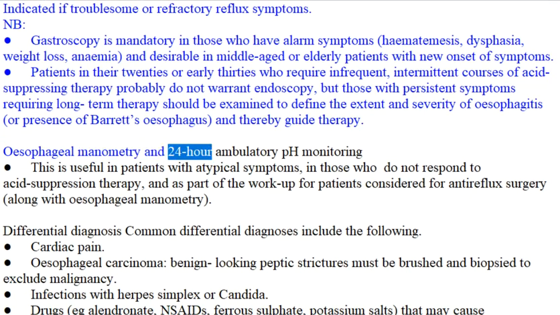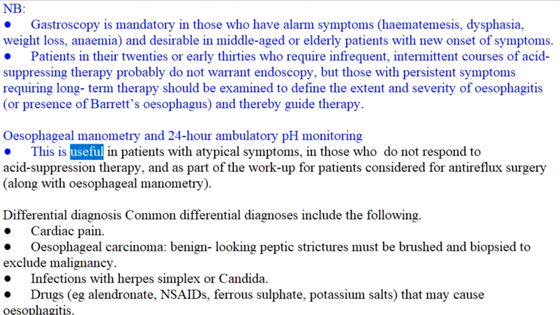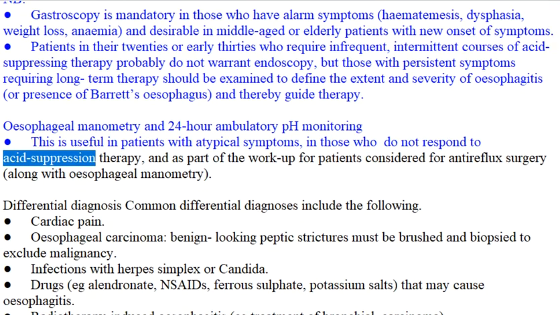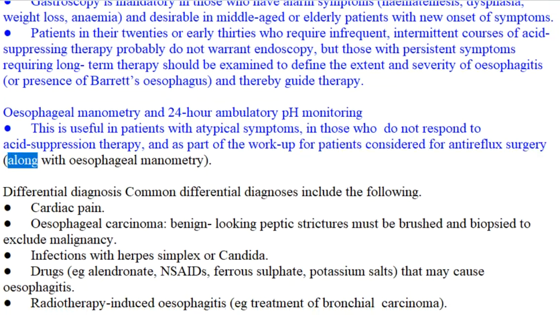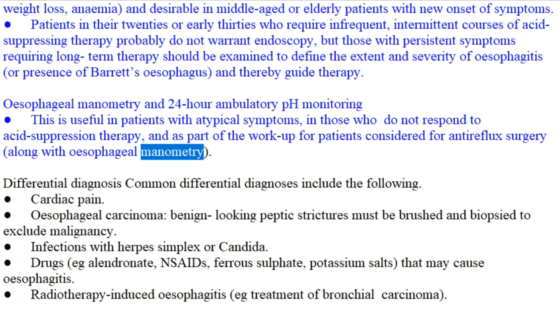Esophageal manometry and 24-hour ambulatory pH monitoring. This is useful in patients with atypical symptoms, in those who do not respond to acid suppression therapy, and as part of the workup for patients considered for anti-reflux surgery, along with esophageal manometry.